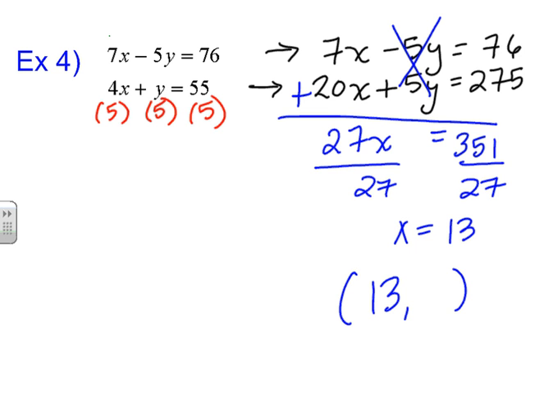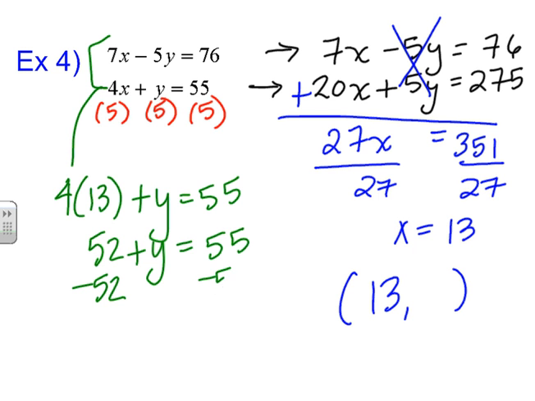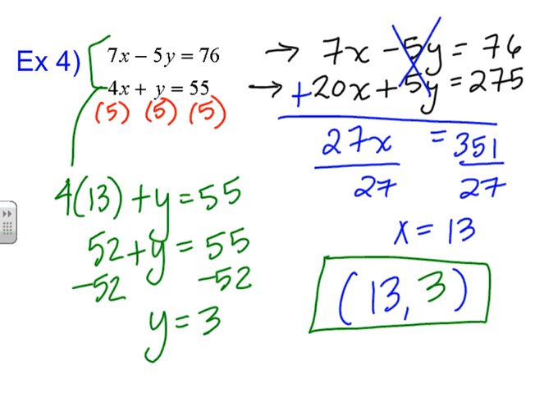So then I need to go back to the original equations, choose one of them. I'm going to choose the second one here. 4 times 13 plus y equals 55. 4 times 13 is 52. So I'm going to subtract 52 from both sides. That way it'll get the y alone using inverse operations like we talked about earlier. And then we know that y equals 3. So our point location where these two lines cross is at the ordered pair 13, 3.